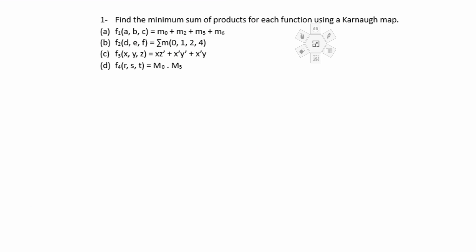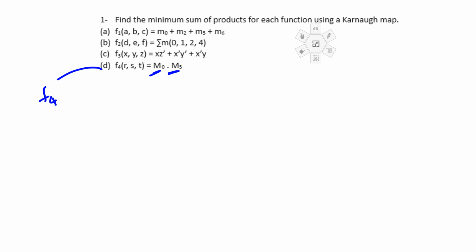Okay, the next one, the last one, is this one. There is a function 4. The variables are R, S, T and the values are given as max terms. If there is a capital M, then this is a max term. For max terms, they are indicating zeros at those positions, not ones.